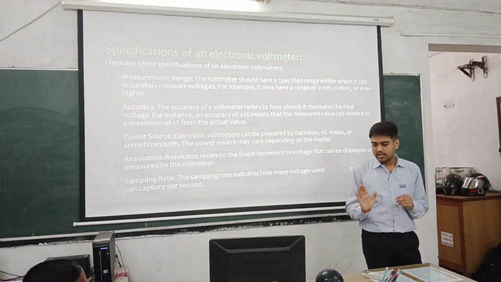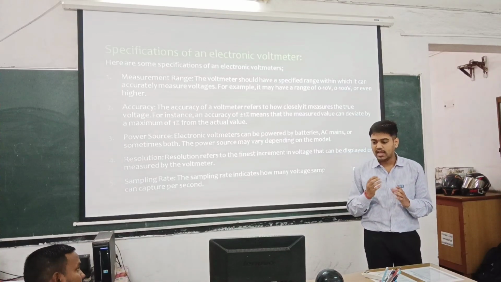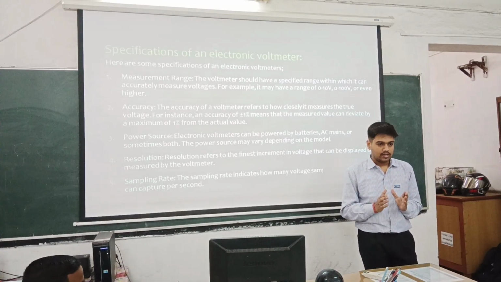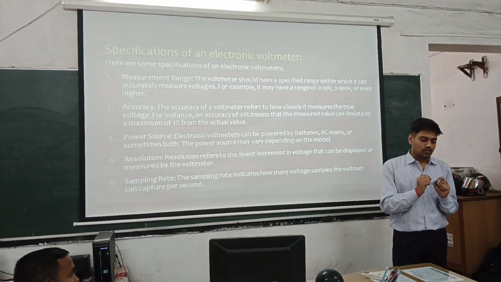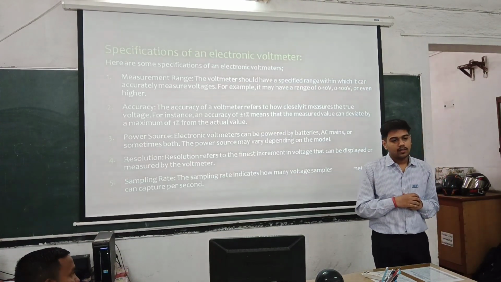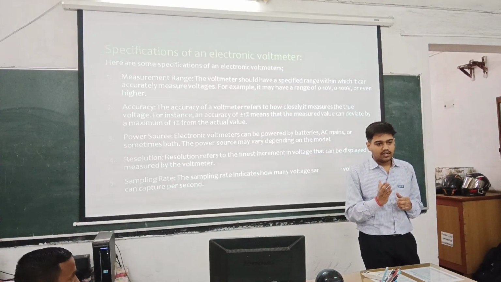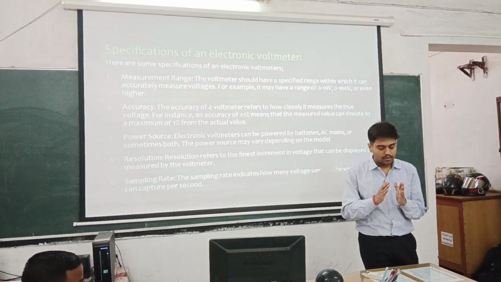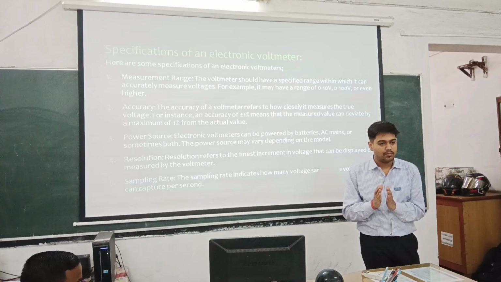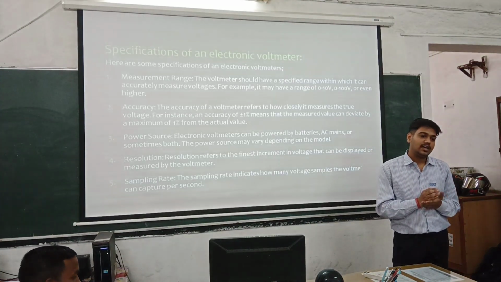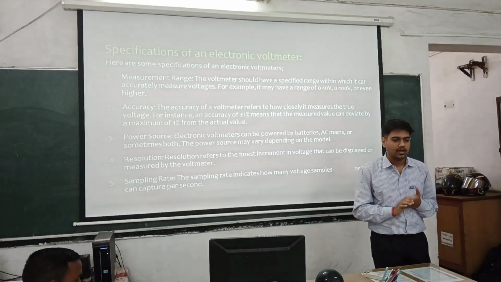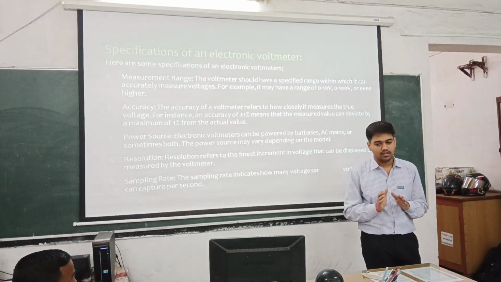The next specification is accuracy. What's the accuracy of a voltmeter? If it's written 1%, it indicates that it is precise. It gives us the specific rate by which the reading is deviating from the true voltage, just 1%, either negative or positive.